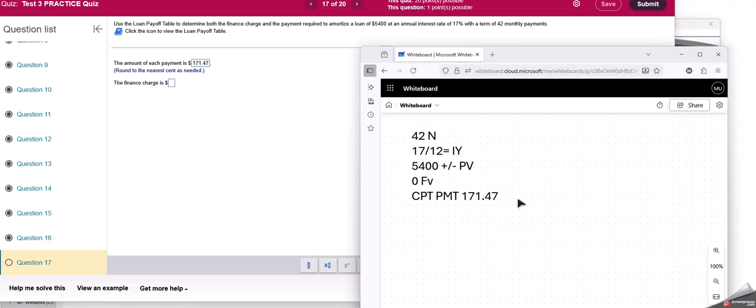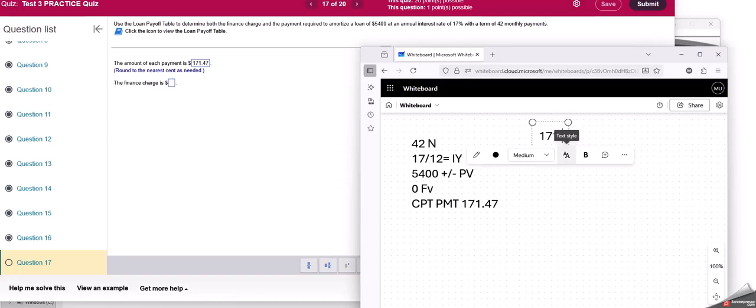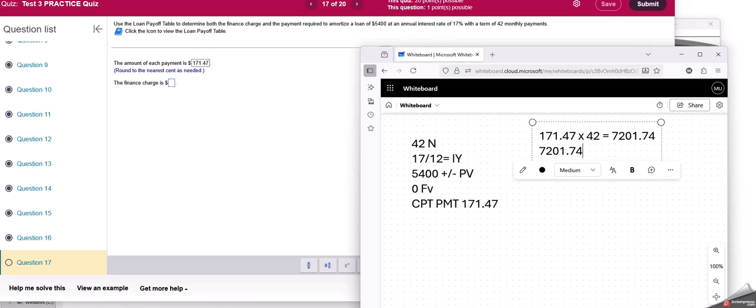Then the finance charge is going to be your number of payments times your payment. So 171.47 times 42, so your N times your payment. And that gives us $7,201.74. And then we'll subtract the $5,400 from that. $1,801.74.